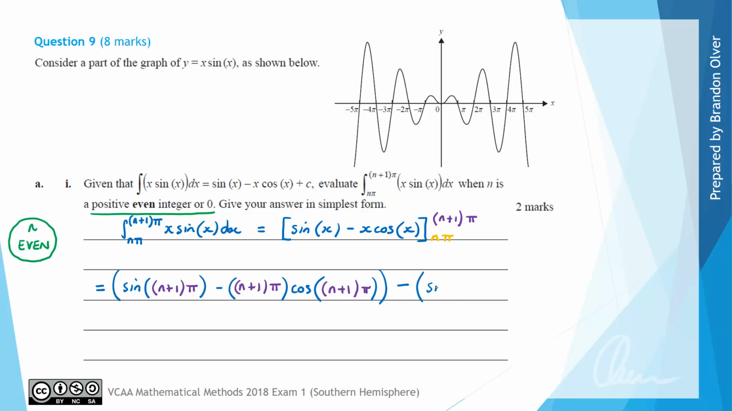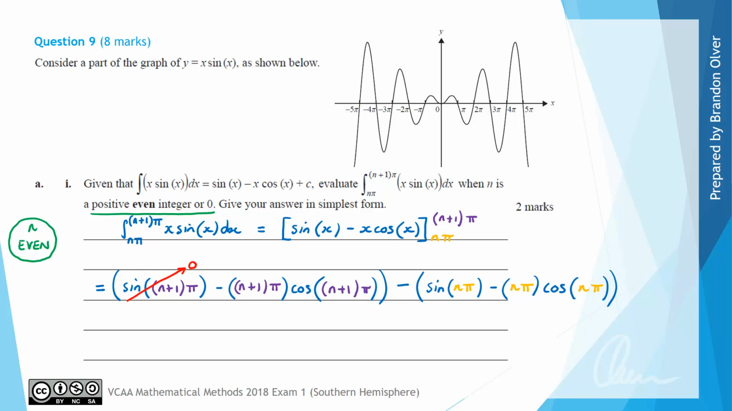And then we subtract away from that the antiderivative with n pi substituted in. So we're going to have sine of n pi, subtract, and then we have x cos of x. So we'll have n pi times cos of n pi. And now our job is to simplify this down. So sine of n plus 1 pi, and if n is even or 0, we'd have things like sine of pi or sine of 3 pi or sine of 5 pi or sine of 7 pi. And all of those values are simply 0.